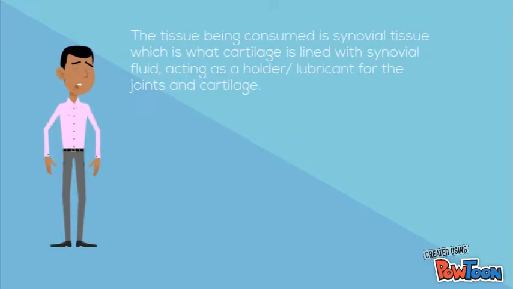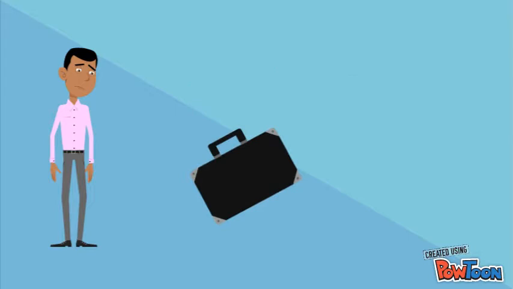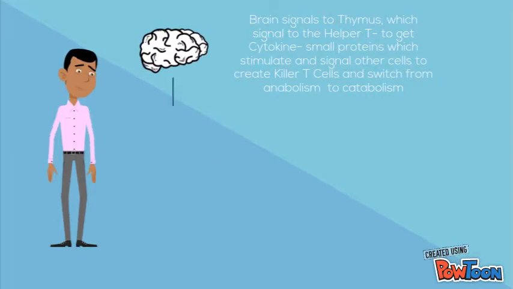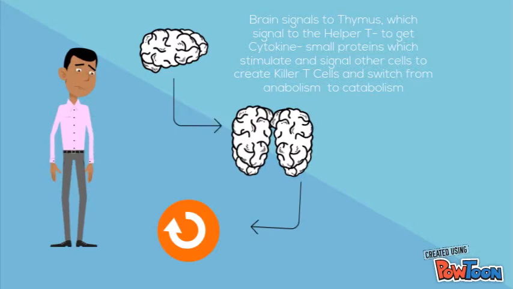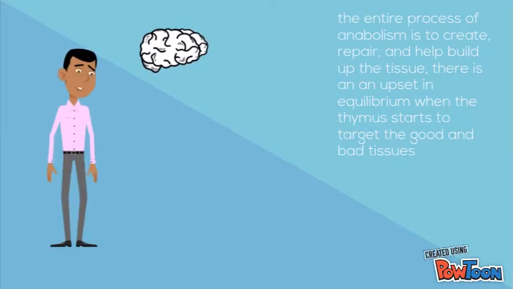So the autoimmune disease rheumatoid arthritis targets synovial tissue, which is the lining or lubricant between the joints of the cartilage. Now the brain signals to the thymus, which signals to the helper T to get the cytokine helping, which is made of small proteins, to stimulate other cells to create killer T cells, which switch the entire system from anabolism to catabolism. The entire process of anabolism is to create, repair, and help build up the tissue.